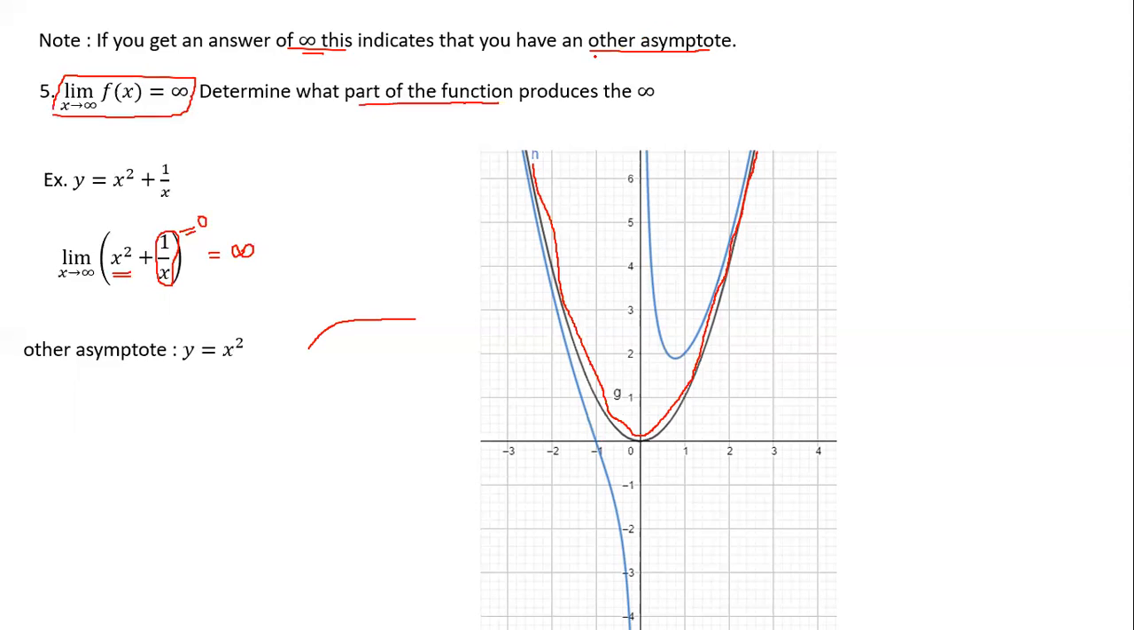So these are known as other or slant asymptotes. So slant asymptotes or other asymptotes. Slant asymptotes are usually ones that go like this. Other ones, curved lines. All right, so let's do some more of those asymptotes.